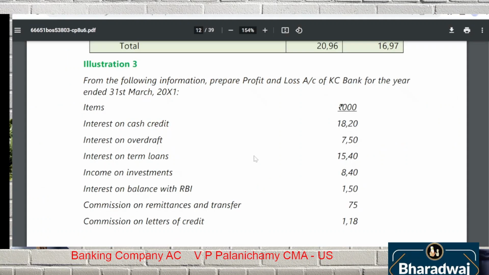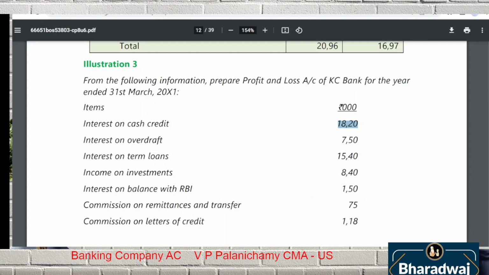We'll do one of the problems from ICAI material. Illustration 3. Interest on cash credit, where will it come? Schedule number 13, earned by the bank, 13. Interest on OD also earned by the bank, 13.